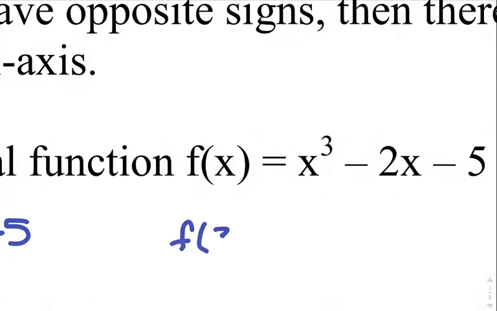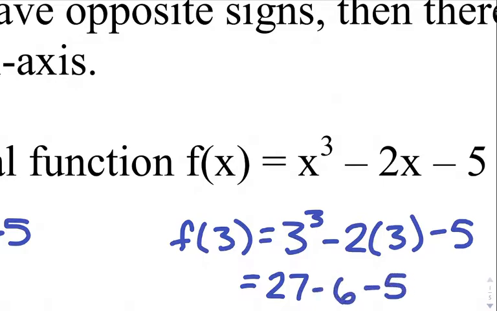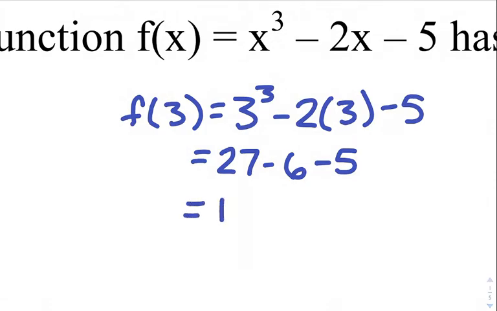Now I have to do f of 3. So f of 3 would be 3 cubed minus 2 times 3 minus 5. So 3 cubed is 27. Negative 2 times 3 is negative 6. And then minus 5. So I'm going to get 16.